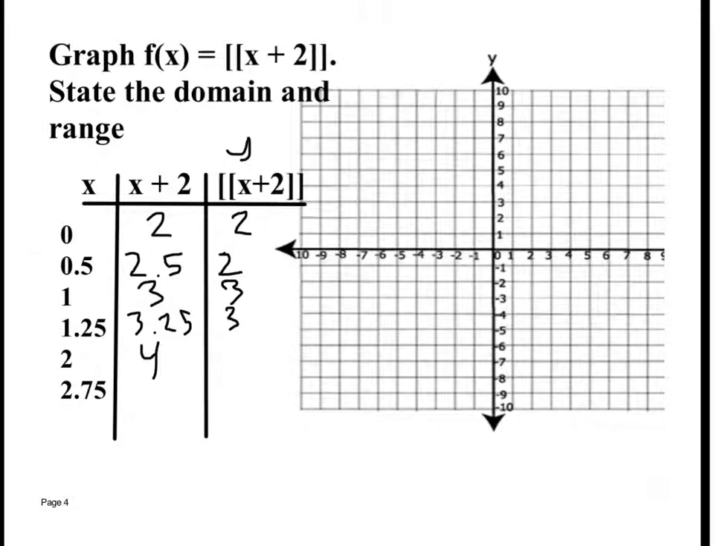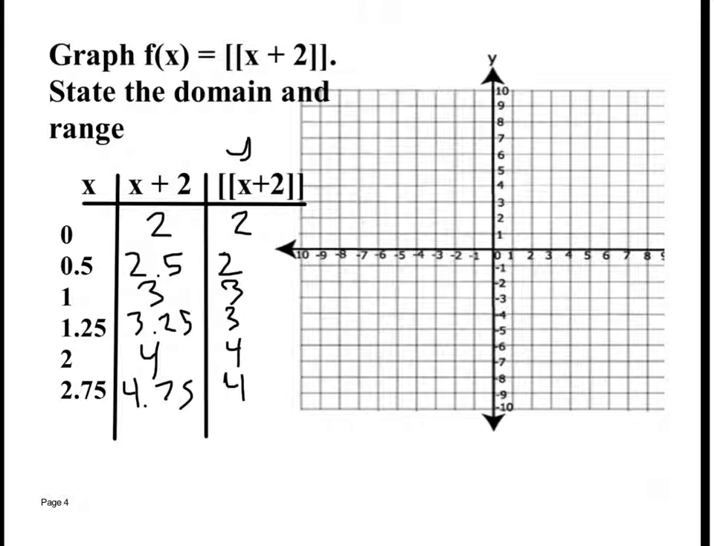Greatest integer close to 4? About 2.75. 4.75. What is the greatest integer not going past 4.75? 4. Okay? So now what I can do is I can graph it.